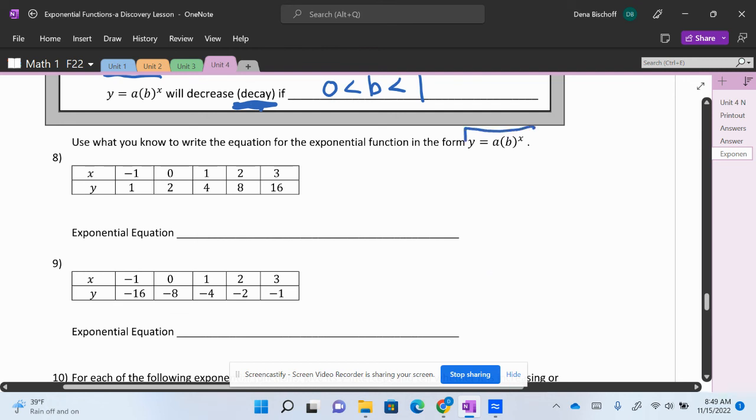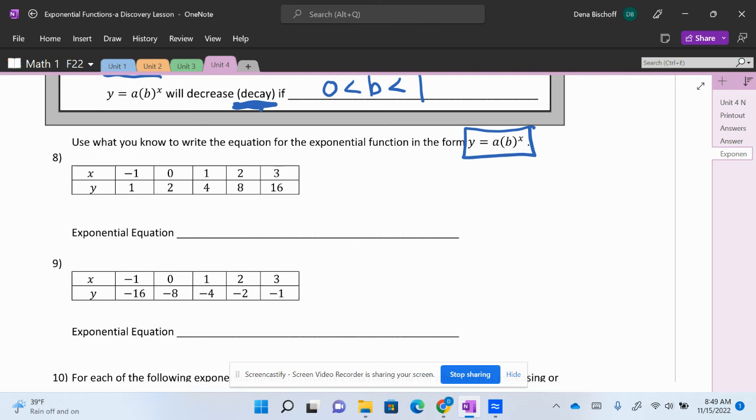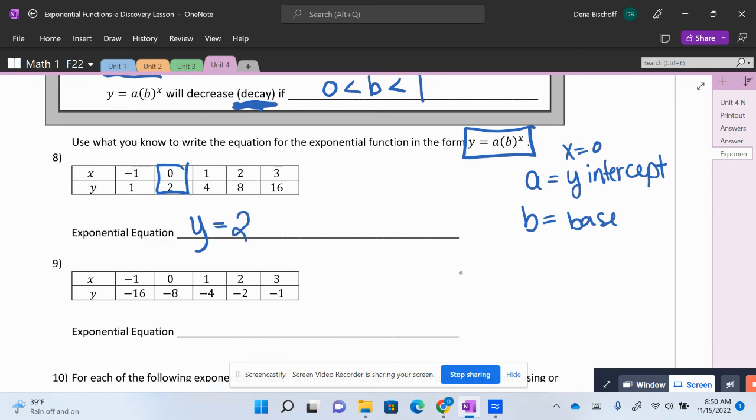So we're going to write this equation based off of this table. So remember that A is the y-intercept, and B is the base. So remember that the y-intercept happens when, so what's the y-intercept? Y-intercept is 2. So I'm going to start off with y equals, I'm going to replace A with the number 2. And then I'm going to have a parenthesis to some power of x. We have to figure out what goes in the parenthesis.